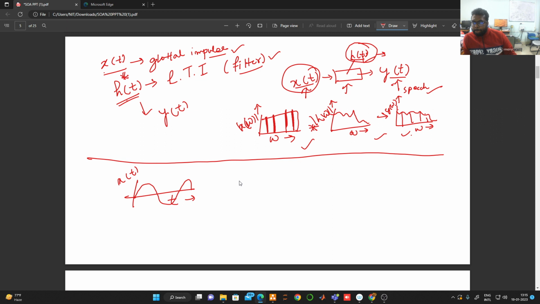Now if I want to represent or convert this into, say for example, the frequency domain, this j omega, how can we do that? Let us go to the basics of polar coordinates.